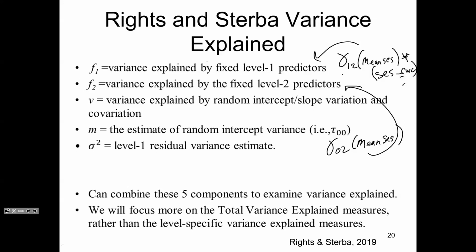Now I've got 5 components, and I can use those 5 components to examine variance explained. And that's kind of interesting too, because now I can say, how much of the variance is explained by the combination of level 1 predictors? What proportion of the variance is explained by the level 2 predictors, et cetera, et cetera.